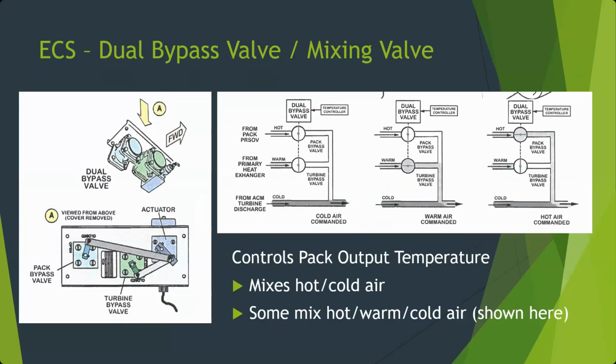Here's that dual bypass mixing valve. So you can do cold air. You can do warm air. You can do hot air. Right? Different ways of mixing different temperature airs in order to go to the cabin. So, some are just a straight hot cold, some are kind of a 3 temperature like this.